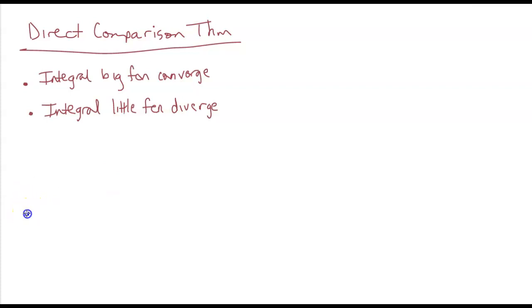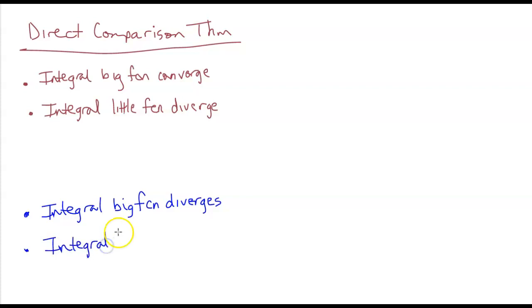What we haven't dealt with is what happens when the integral of the big function diverges, and what happens when the integral of the little function converges. So we don't know what happens there.